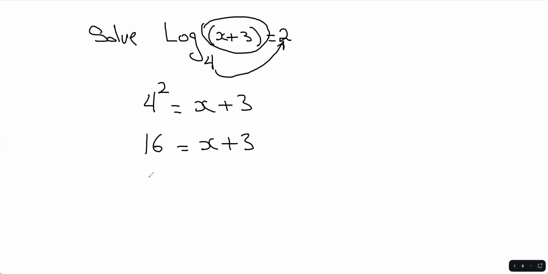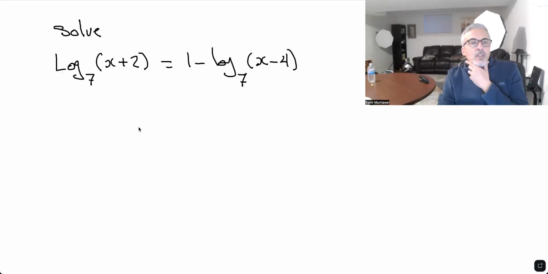Take away 3 from both sides. So 16 minus 3 equals x. X equals 13. So here is a question involving logs, and they want you to solve for x.